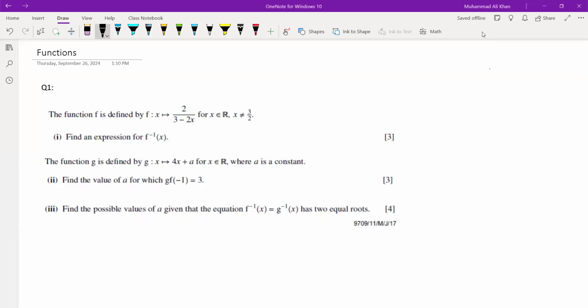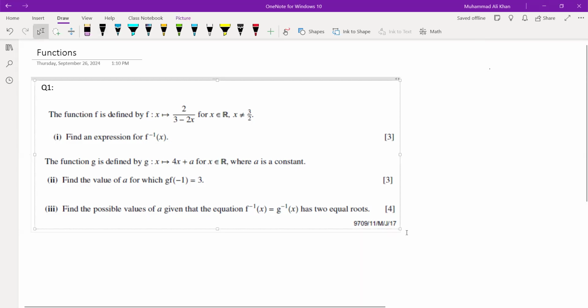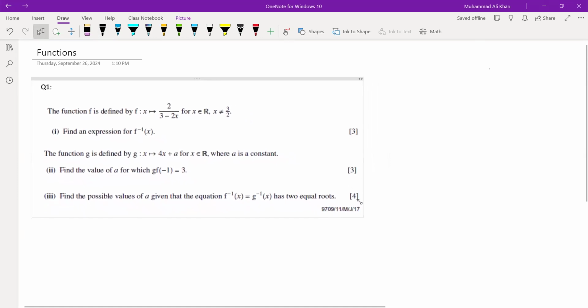Okay, students, now past paper questions from the topic of functions. The question number 1 from past paper 5 is from May, June 17, paper 1-1. How to solve this question?